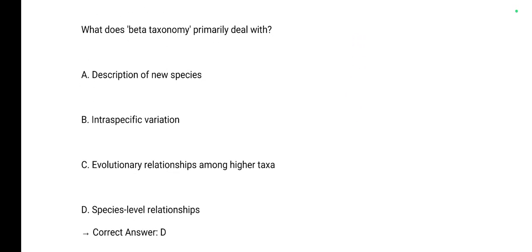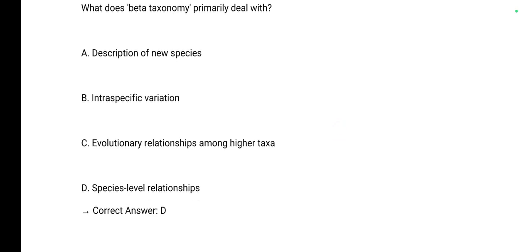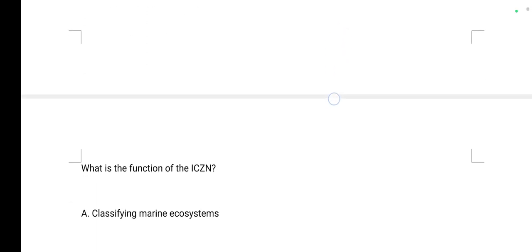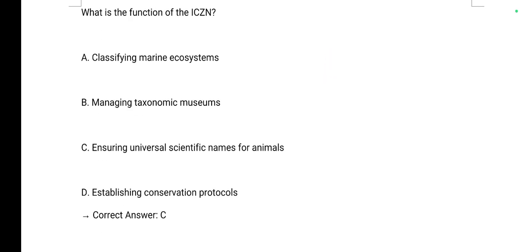What does beta taxonomy primarily deal with? So it is species level relationship. What is the function of ICZN? So it is ensuring universal scientific names for animals.